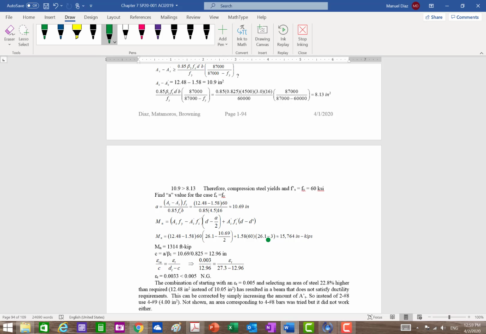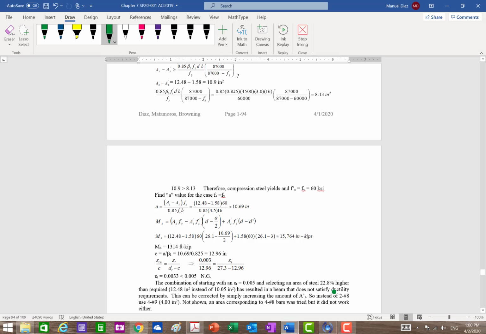So the fact that we put more area than required has resulted in this problem. Remember, when you add more steel, what happens? You need more neutral axis. You're moving towards the left of that curve on your phi factor, and that's what happens here. So how are we going to correct that?